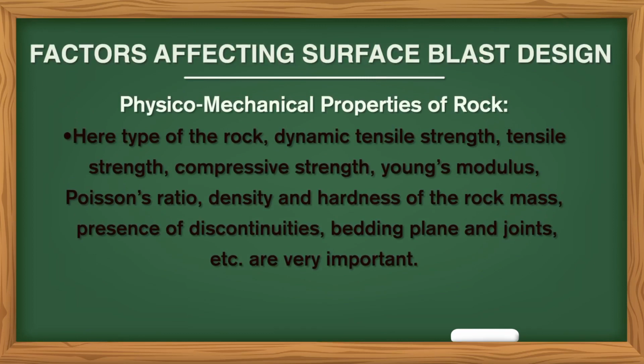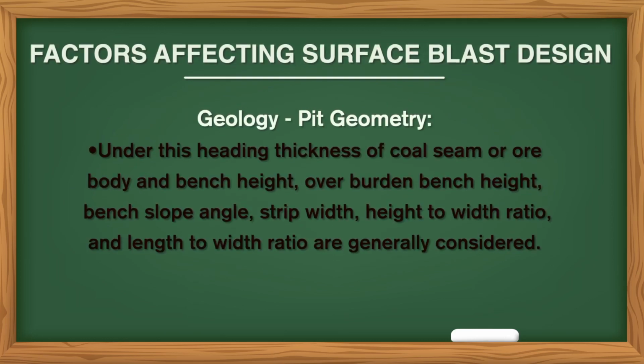The following are some of the important factors which generally govern blast design. First, physico-mechanical properties of rock. Here, type of rocks, dynamic tensile strength, compressive strength, Young's modulus, Poisson's ratio, density and hardness of the rock mass, presence of discontinuities, bedding planes and joints, etc. are very important. Then geology, in which pit geometry.